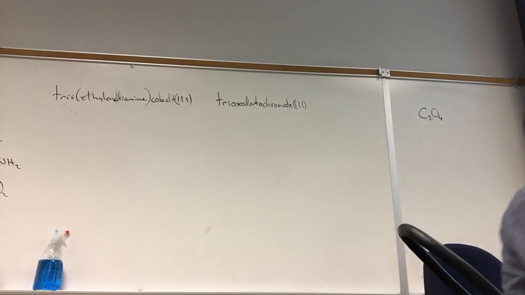All right, that's writing the name. Now let's go in the opposite direction. Once you're comfortable writing the name, we want to get comfortable writing the formula for these things. So let's take a look at the formulas. Next. So we're going to do number 4 here.